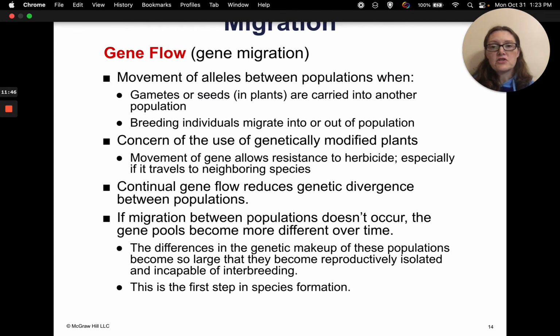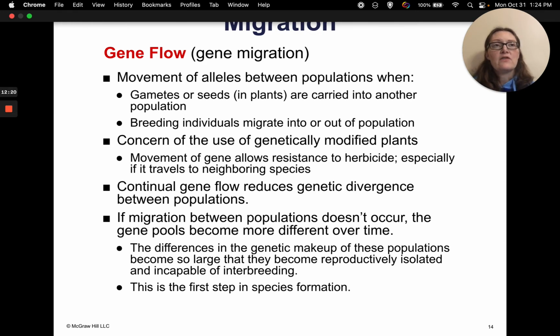Gene flow or gene migration, the movement of alleles between populations, such as seeds that are carried into another population. Breeding individuals migrate into or out of a population. Movement of genes allow resistance to herbicide. Continual gene flow reduces divergence. If migration between populations doesn't occur, the gene pools become more different over time. And differences in genetic makeup of these populations become so large that they become reproductively isolated.